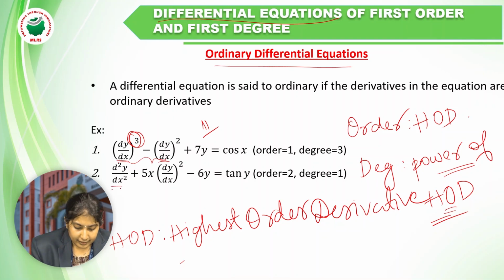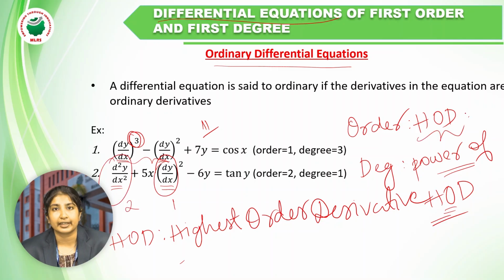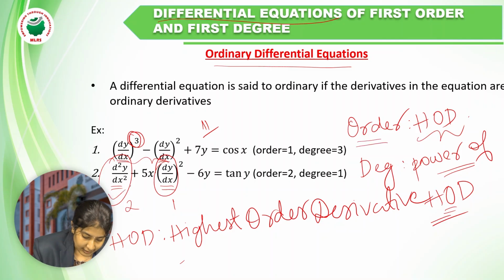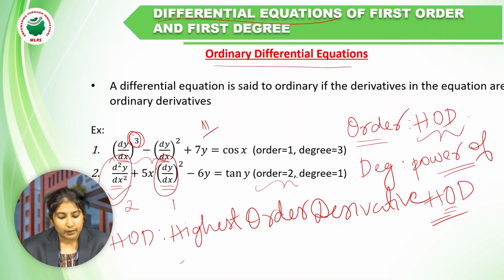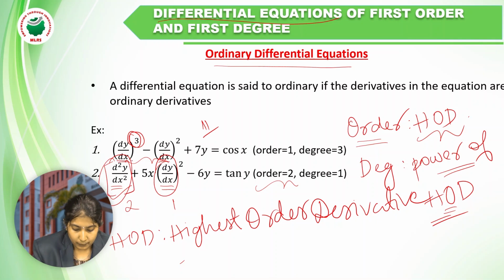Assume you see the second example. In the second example, here the order is 1 and here the order is 2. Now we have to take the highest order derivative, for what? To get the order of the given differential equation. So this is the highest order derivative. And how much is the order here? So we are having order 2. And what is the degree? Degree in sense power of the highest order derivative. So the power of this is how much? 1. So that is why here degree is 1 and the order of the given differential equation is 2. Right?